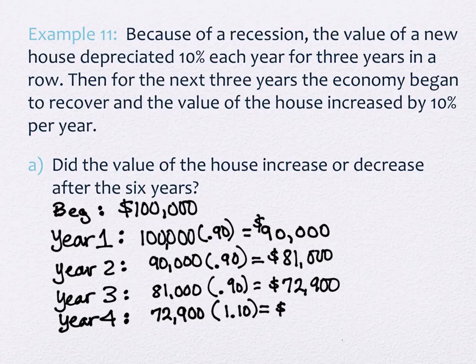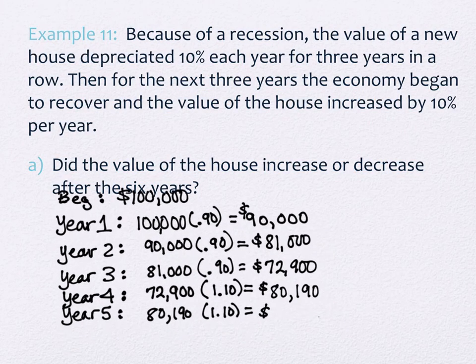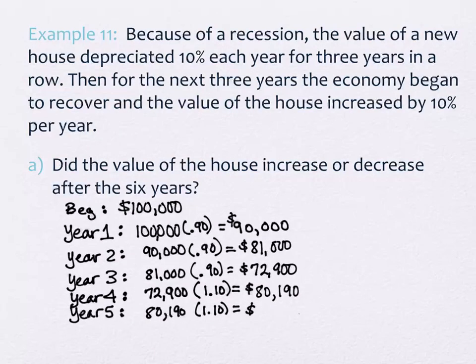Anybody have a value? Got 80,190. Is it even 190 right now? Yes? Okay, it must be the next one. All right, year 5, same thing, right? On year 5, it's now starting with 80,190, and it's going up 10%, so it's times 110%, or 1.10. And what does this one give us? 88,209. Okay.